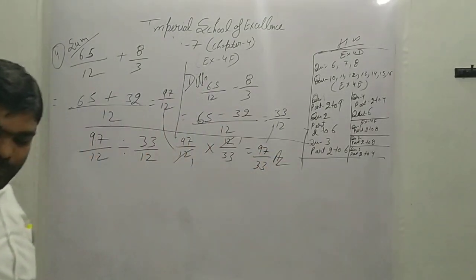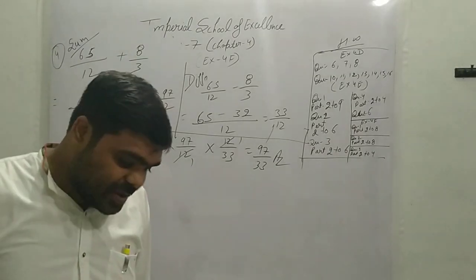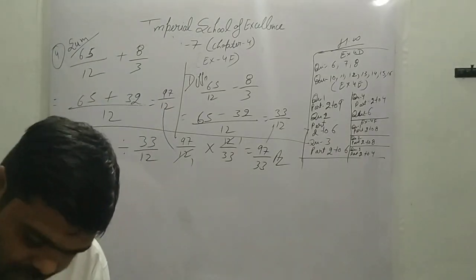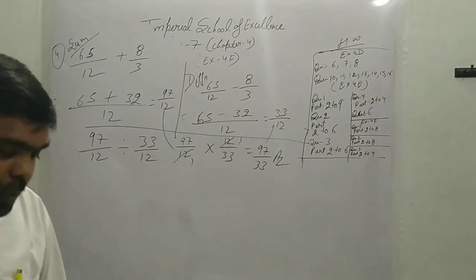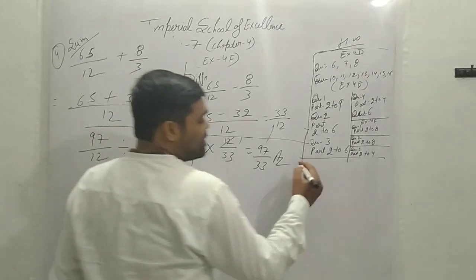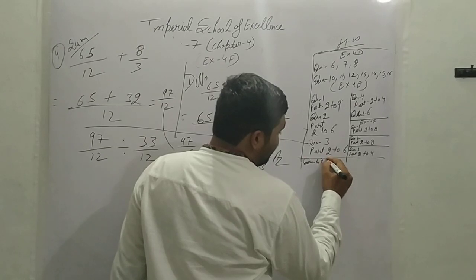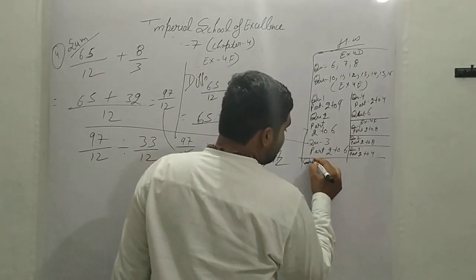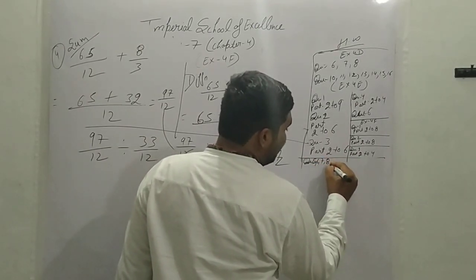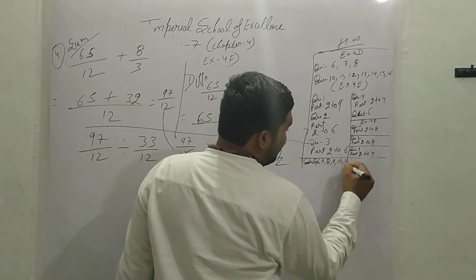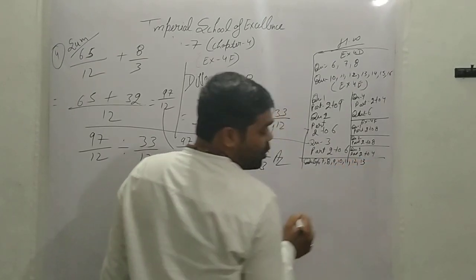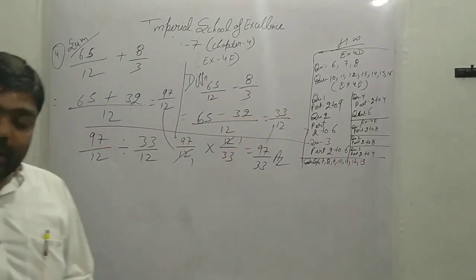Okay, you have to do question number 5, 6, 7. It means up to question number 13. In this exercise, question number 5, 6, 7, 8, 9, 10, 11, 12 and 13. Your exercise 4F will be completed.